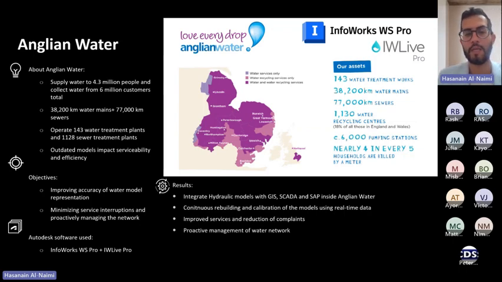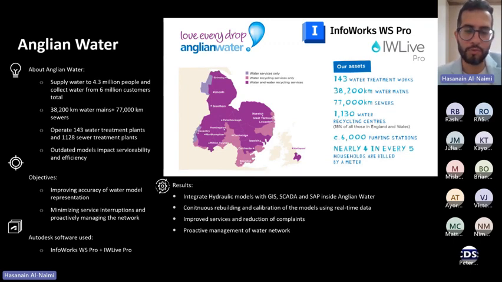So for the results, they had the ability to integrate with their GIS, with their SCADA, with their SAP network inside Anglian Water, and they have the ability to continuously rebuild and calibrate their model using real-time data. So that's the advantage that you get from IW Live. In near real time, you are calibrating your model and changing your boundary conditions, and then you're getting new data, you're getting new models based off of that.